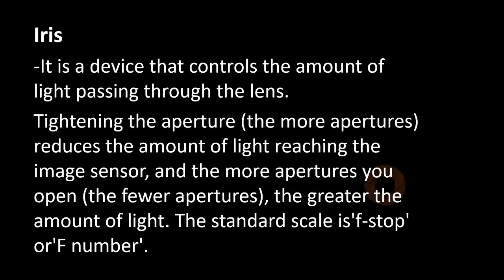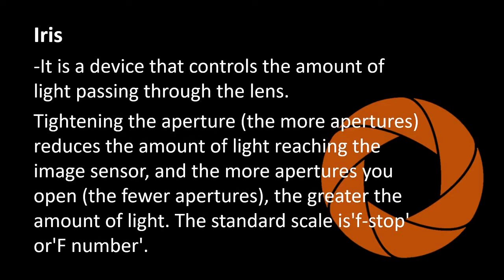Iris. It is a device that controls the amount of light passing through the lens. Tightening the aperture reduces the amount of light reaching the image sensor. And the more you open the aperture, the greater the amount of light. The standard scale is the f-stop.